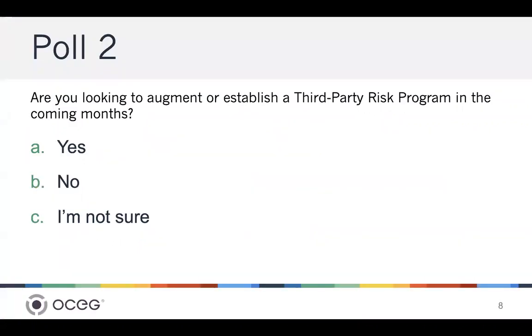So before we move on, just have a second poll question here. Are you looking to augment or establish a third-party risk program in the coming months? You can answer yes, no, or I'm not too sure.